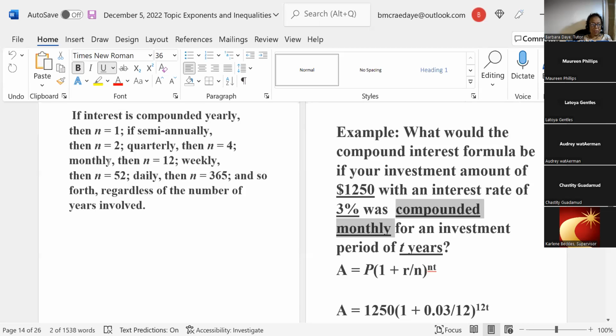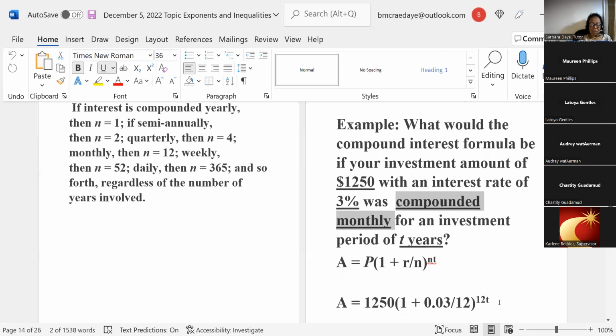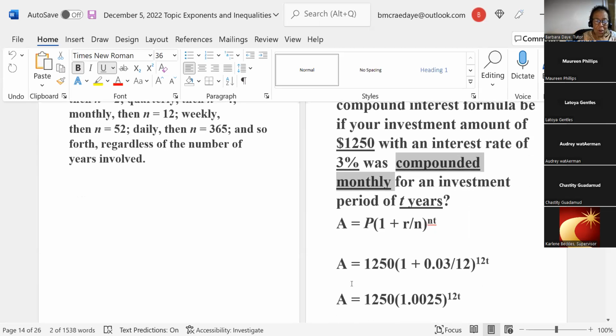If it's monthly, N is 12. So that's why we have the 12 here, because it's monthly, right? Times the T, which would be T years. So this is the way your formula would look.